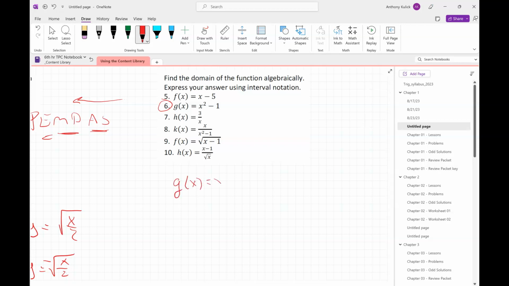All right. So for these domain problems, what I want to do is start by looking at the operations involved in my function. So if I look at x squared minus 1, what operations are involved?